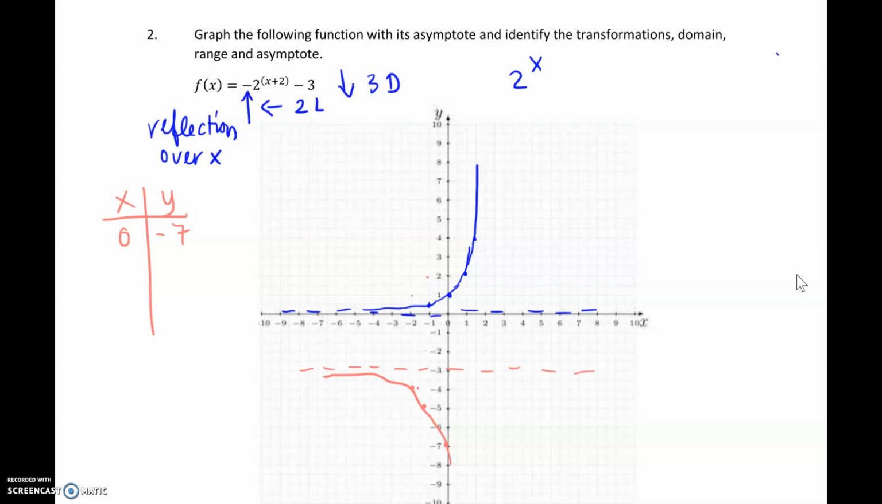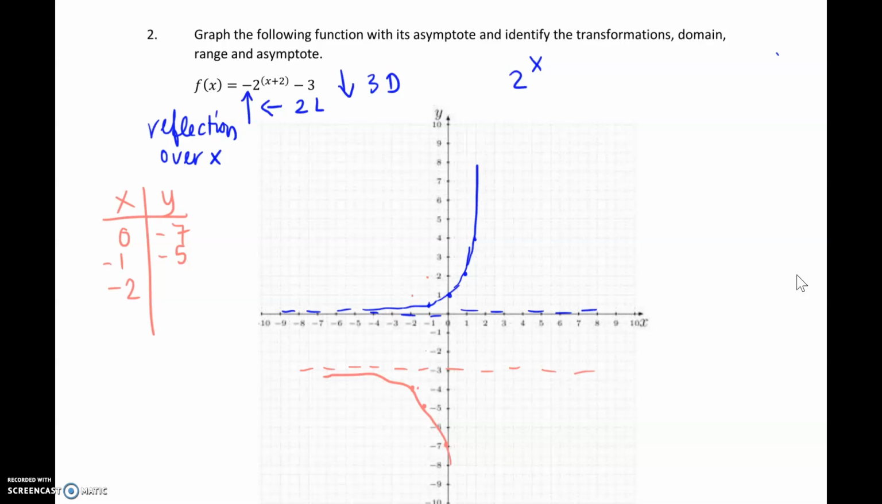Then the other two we graphed were -1 and -2. And so plugging in -1 for x, -1 plus 2 is 1. 2 to the first power is 2. Make it negative, it becomes -2. Minus 3 is -5. So we have our point at -1, -5.